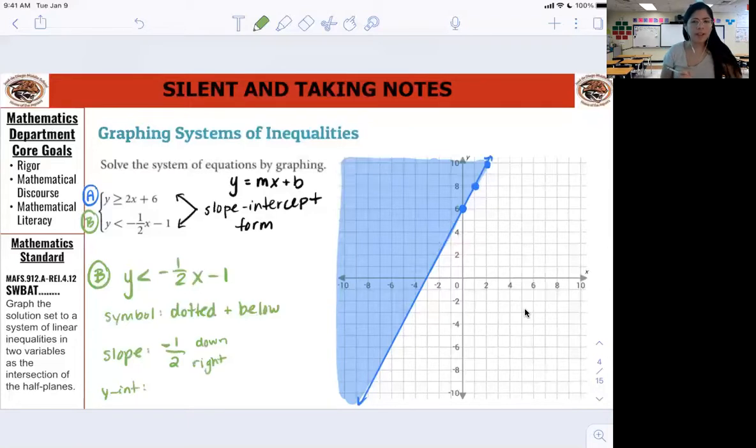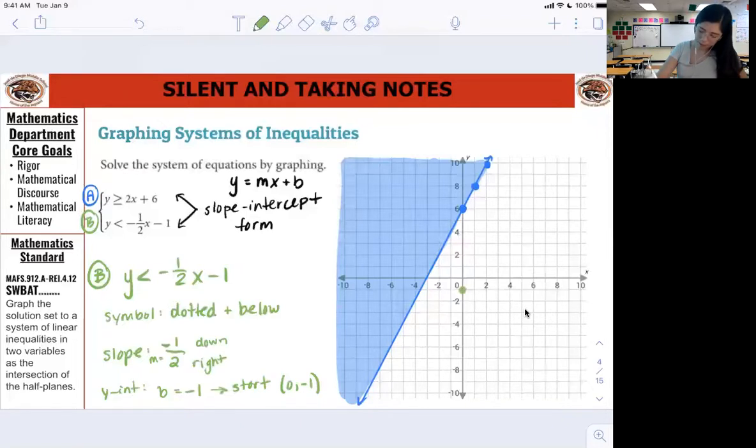And then what's my y-intercept? Let's be very careful. What's the y-intercept in this one? -1. -1. Good. So just make sure we always look at the symbol in front of it, the sign. So B is -1, which means I start at 0, comma, -1. Now I have everything I need.